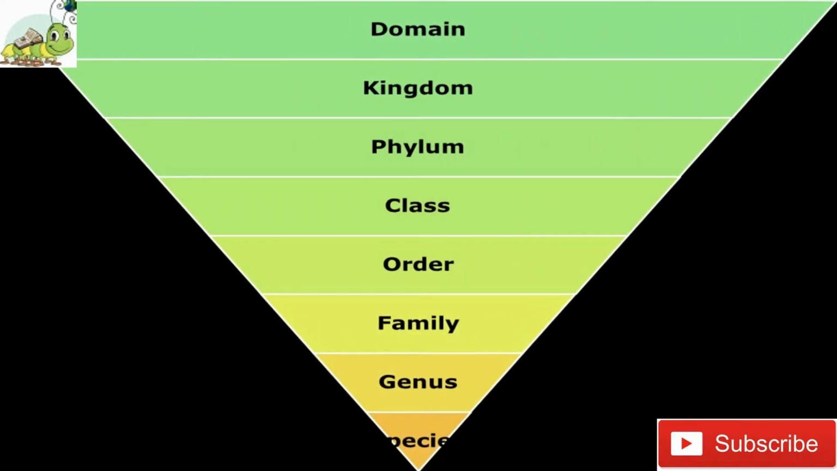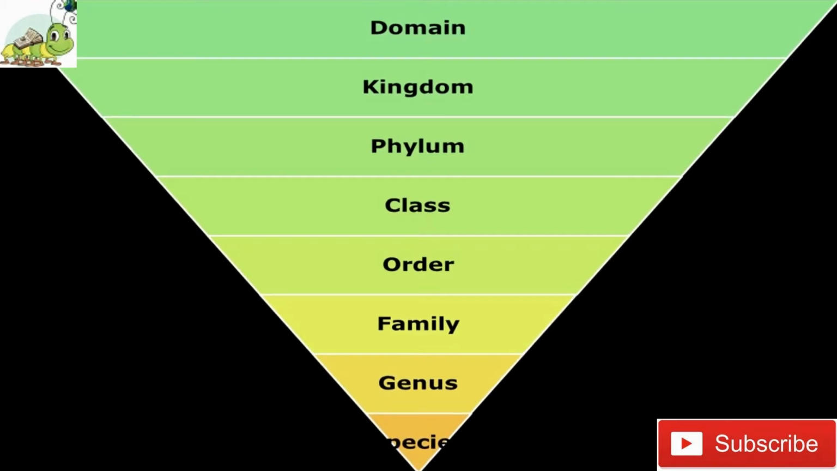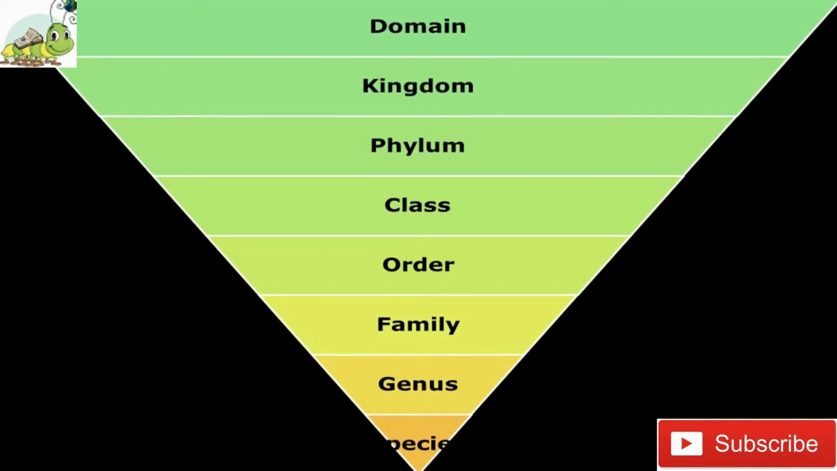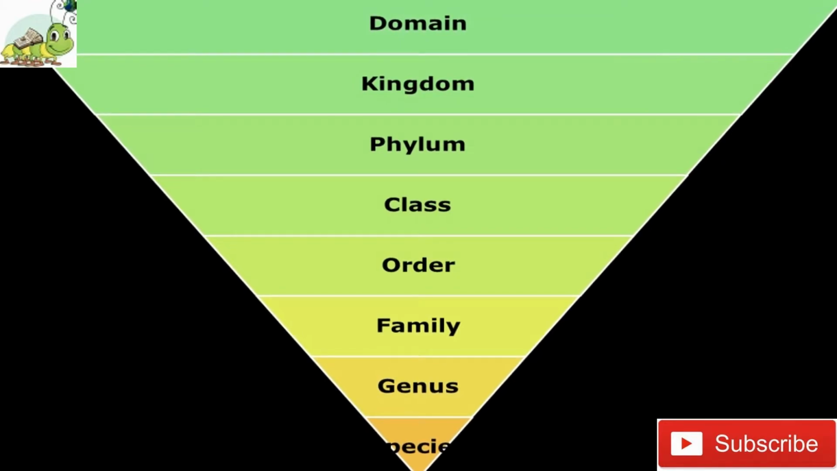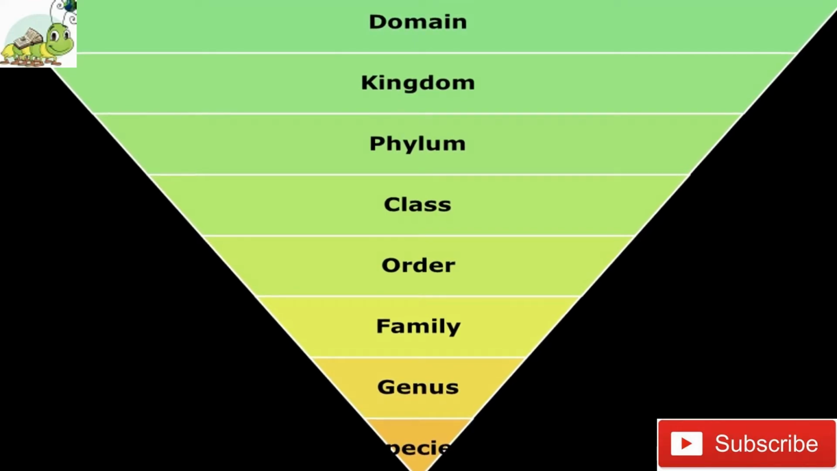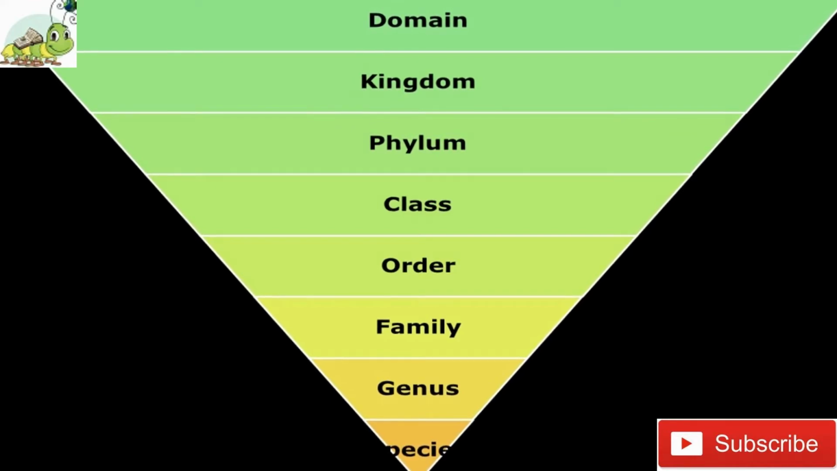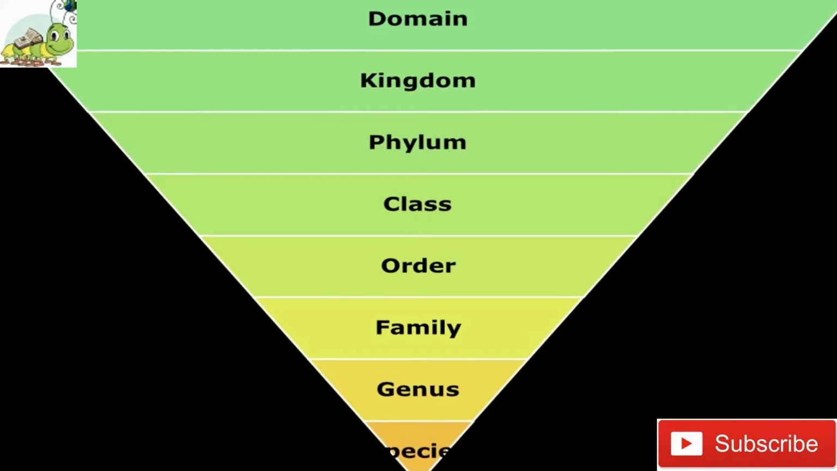Sixth one, the genus. Genus, the plural form genera, is even more specific than family. It is the first part of an organism's scientific name using binomial nomenclature. The second part is the species name. An organism's scientific name is always italicized, and the genus name is capitalized while the species name is not. Genus and species are the only taxonomic ranks that are italicized.